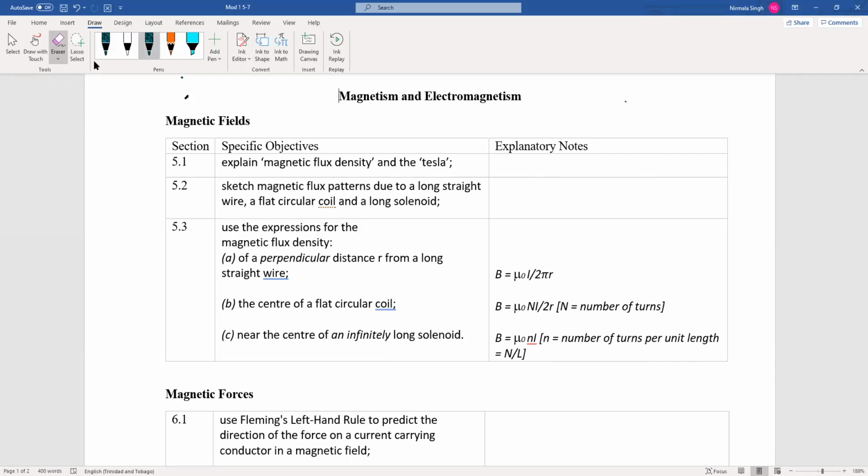Okay, so we're going to have: explain magnetic flux density and the Tesla; sketch magnetic flux patterns due to a long straight wire, a flat circular coil, and a long solenoid. Then we have to use expressions to calculate the magnetic flux density for 3 different situations: a straight wire, the center of a flat circular coil, and an infinitely long solenoid. So that's it. We should finish more than this today.